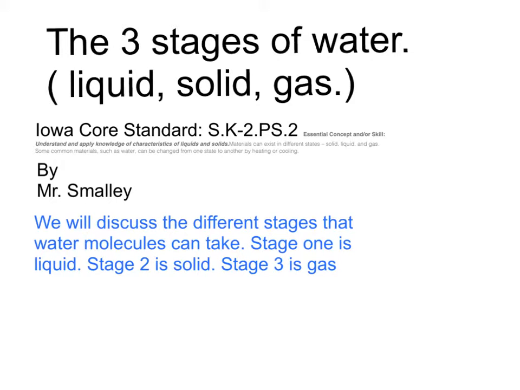Materials can exist in different states: solid, liquid, and gas. Common materials such as water can be changed from one state to another by heating or cooling. We will discuss the different stages and the water molecules it can take. Stage 1 is liquid, Stage 2 is the solid, and Stage 3 will be a gas.